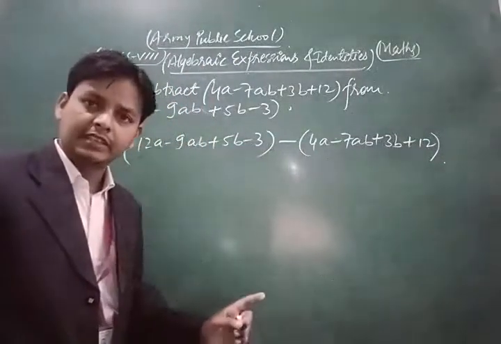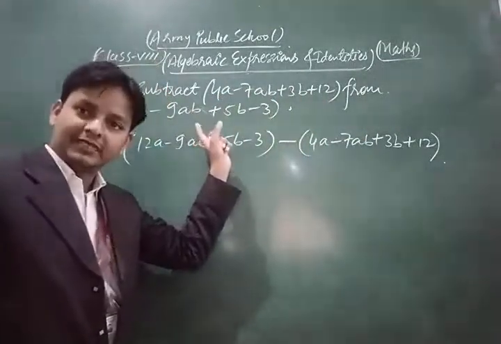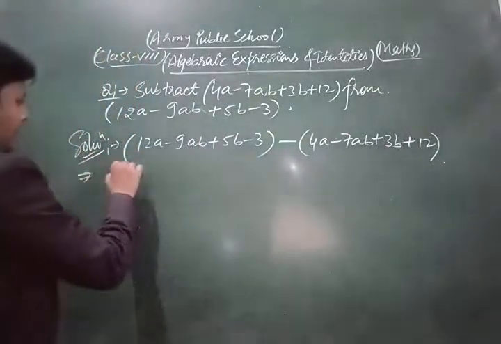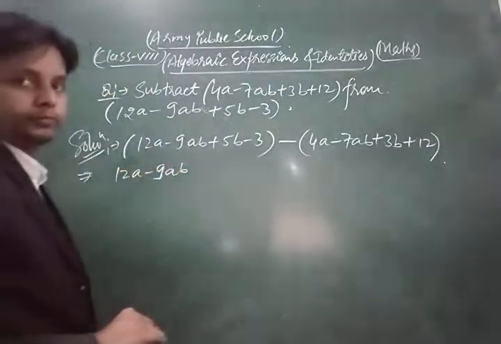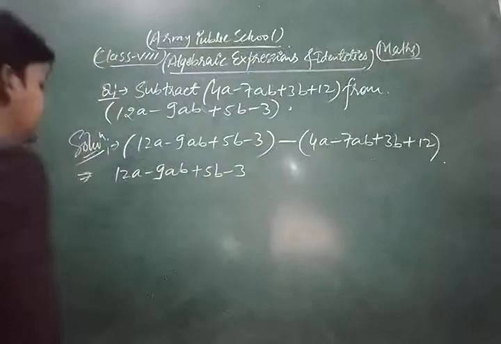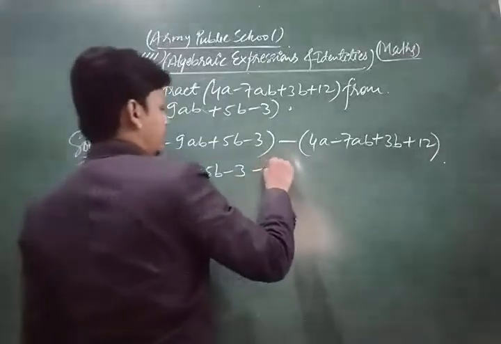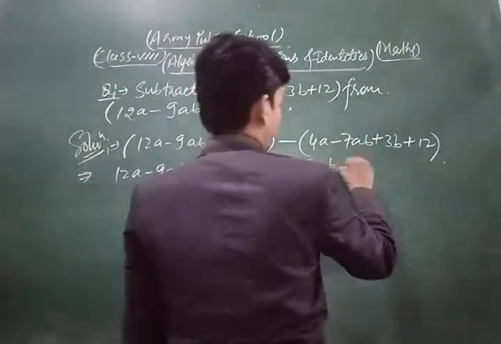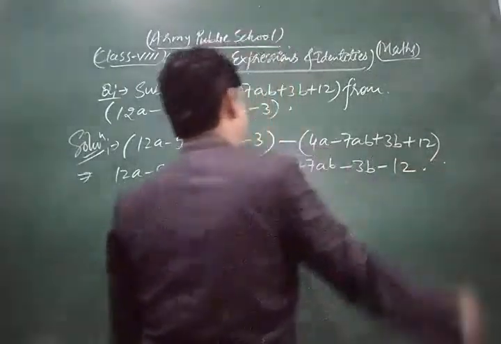Because we subtract, we write it this way. Now we break the brackets. So we have 12a minus 9ab plus 5b minus 3. Now we break the bracket, so all signs are changed. This is minus 4a, minus minus 7ab becomes plus 7ab, minus 3b, and minus 12.